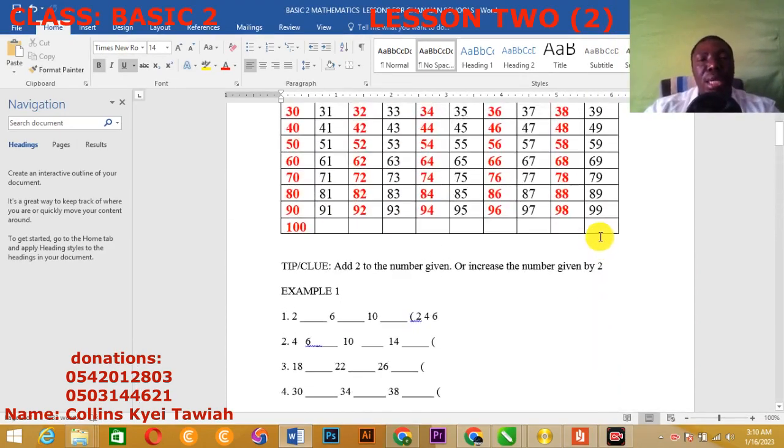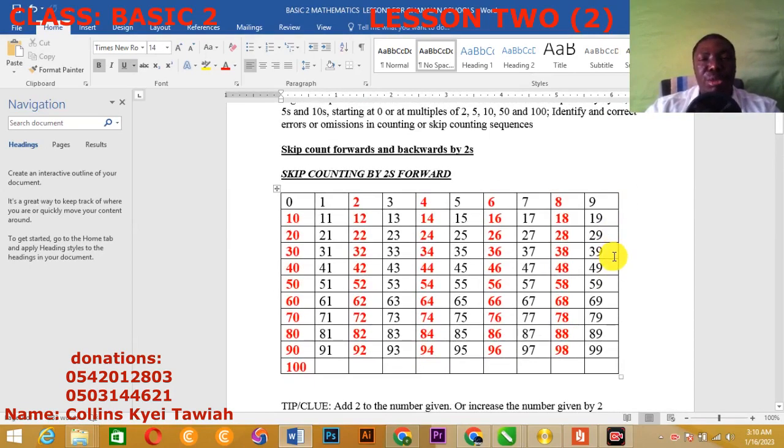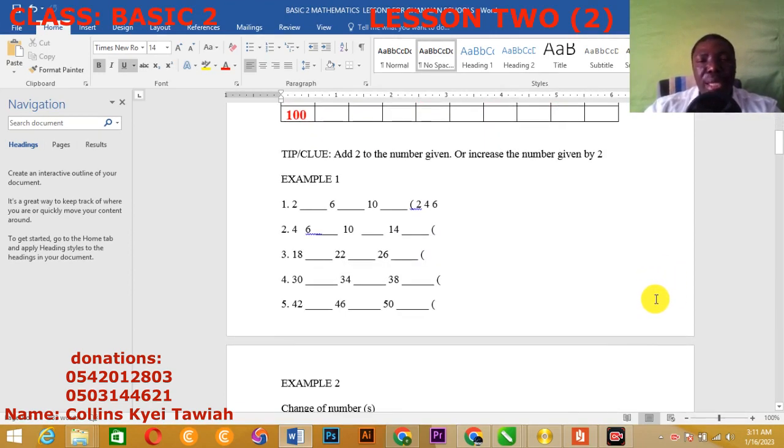Last week we looked at how to skip count by twos forward, and I'm sure you understood it. If you don't understand, kindly go and watch the first lesson. Let's go through it quickly. When you're skip counting by twos forward, you add 2 to the number given, or increase the number given by 2. So here you increase it by 2. What do you have? 4. Then 4, 6. Increase 6 by 2. What do you have? 8. So just add 2 to the number given, and on and on.